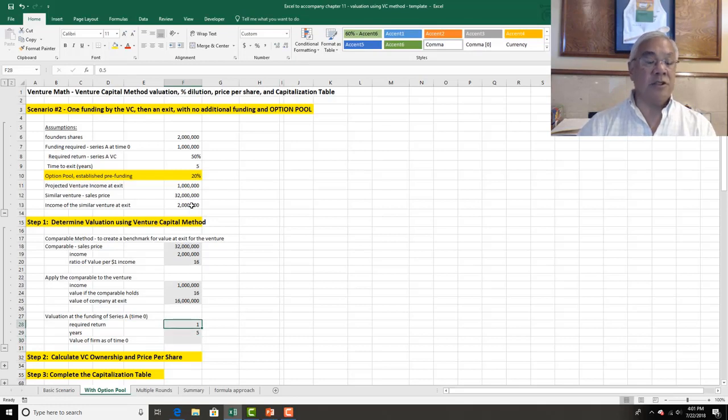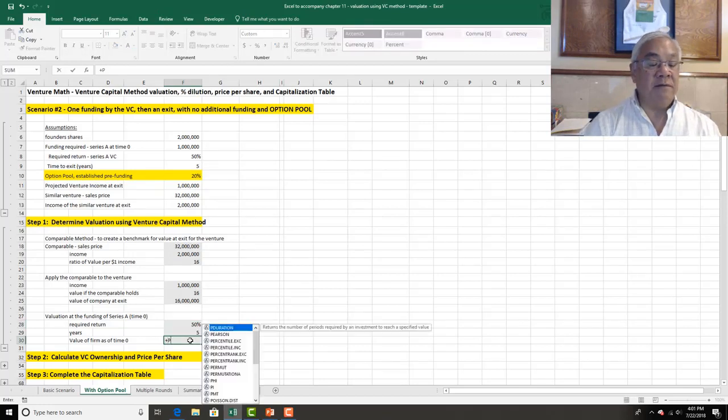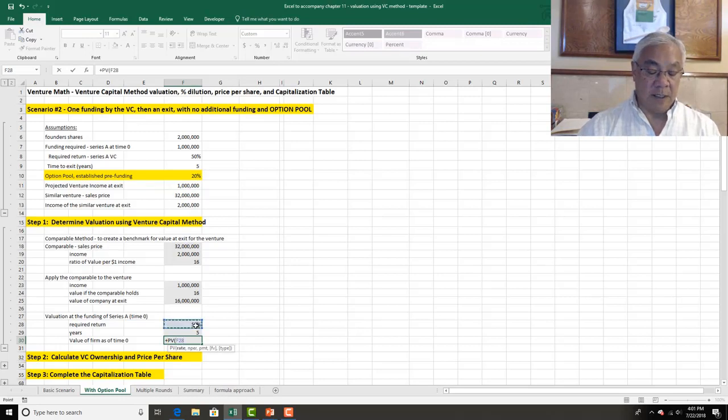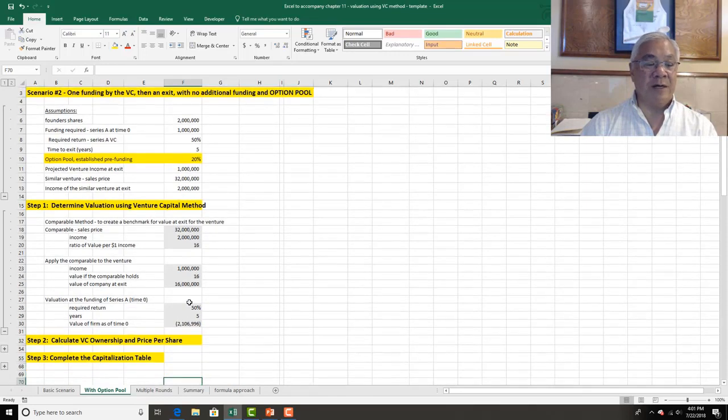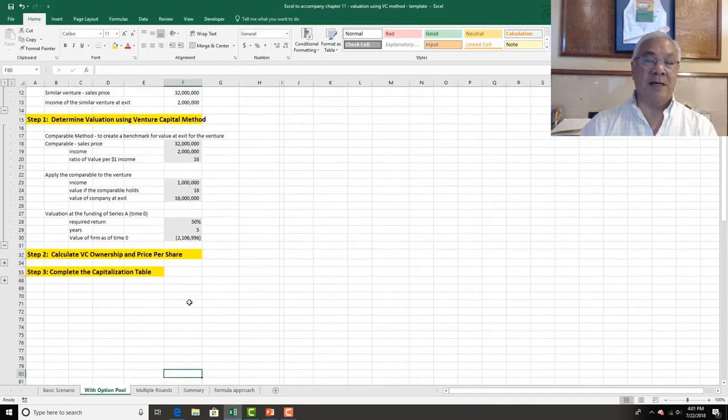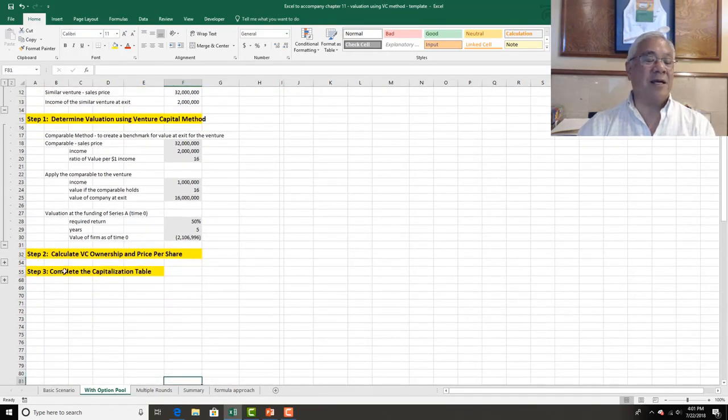We have to change this format to percentage, and then the value of the firm equals the PV, open parens, of 50% as a rate, comma, the time, 5, comma, payments of 0, comma, the value of the company of 16 equals 2.1. Thank God it's the same number. I'm doing this again just to give you some repetition as well, because this is math that should become instinct or muscle memory, as I call it.